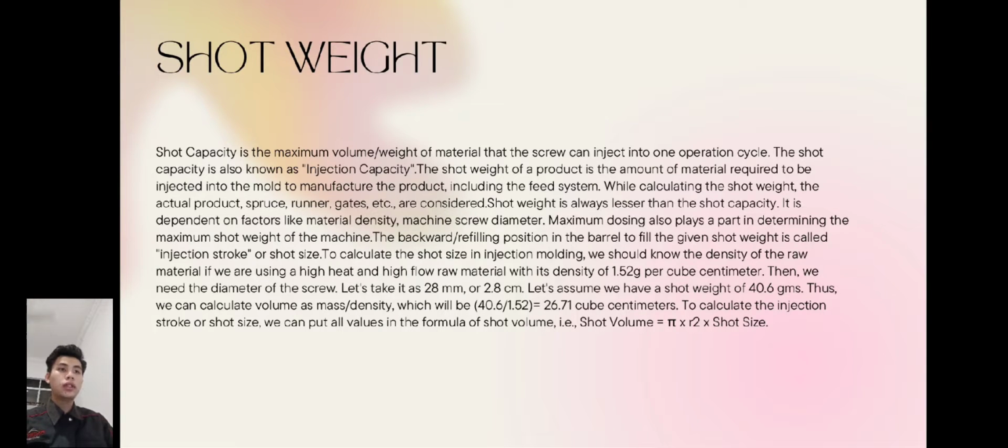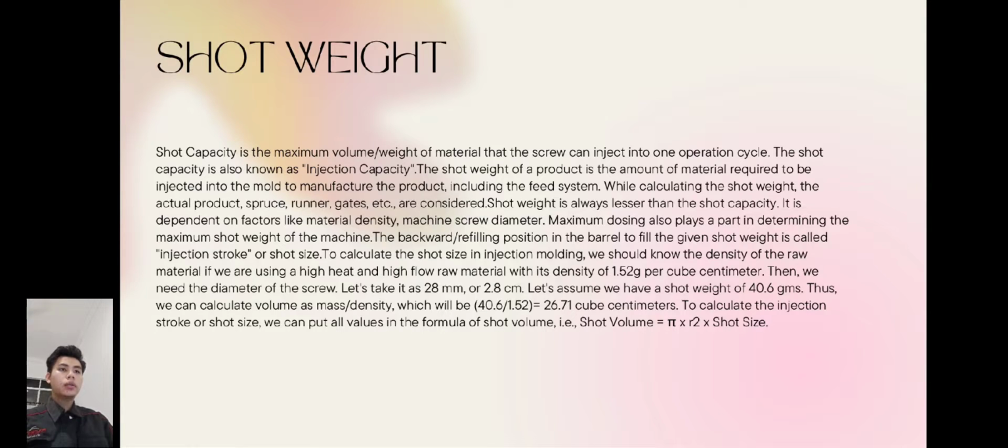Shot volume is also lesser than the shot capacity. It is dependent on factors like material density and machine screw diameter. Maximum dosing also plays a part in determining the maximum shot weight of the machine. The backward refilling position in the barrel to fill the given shot weight is called injection stroke or shot size.